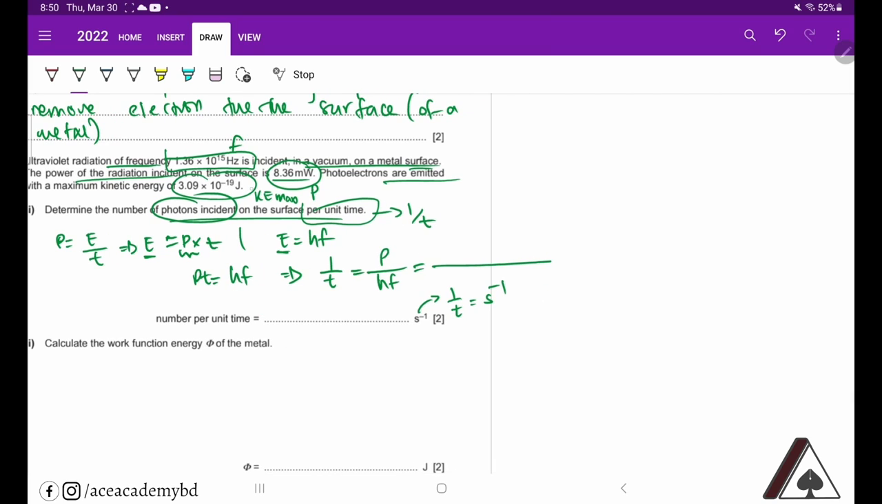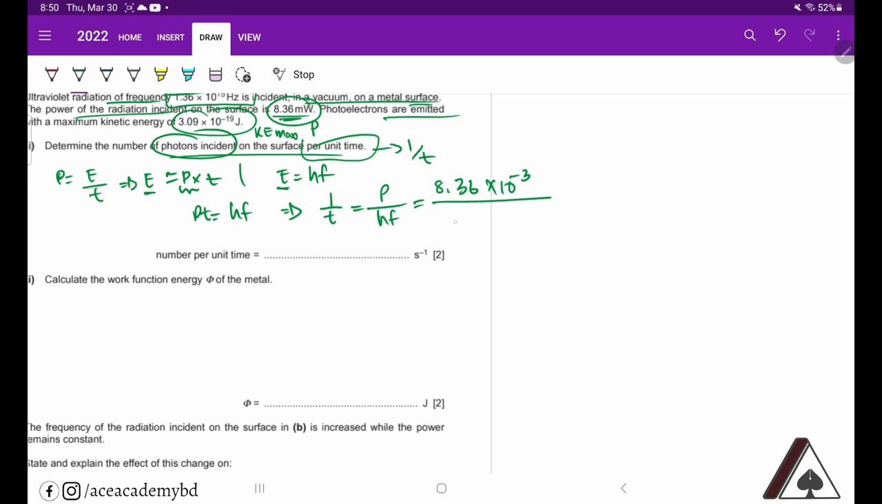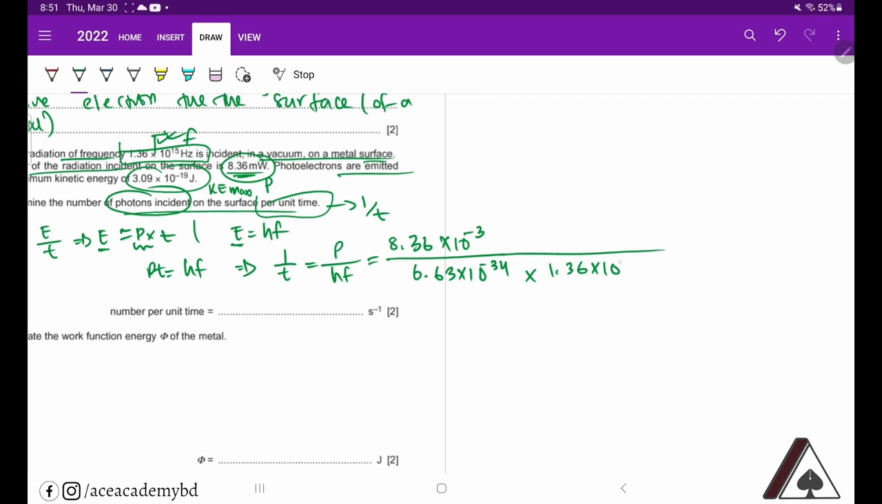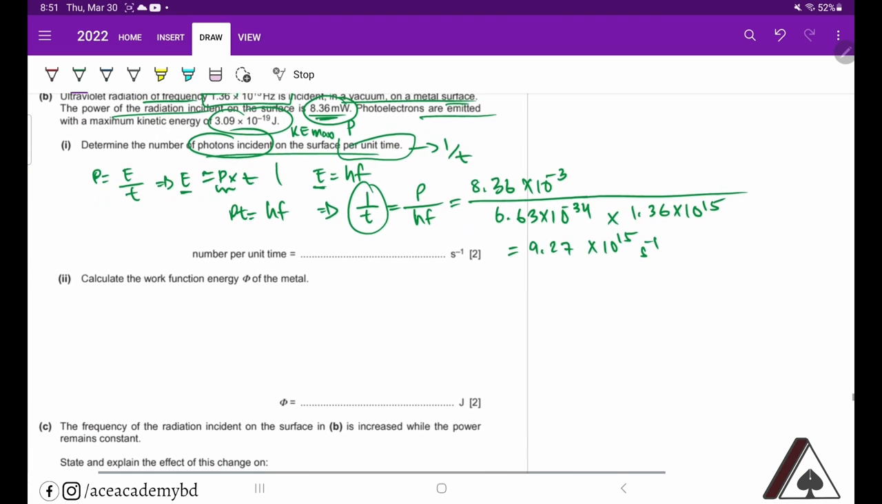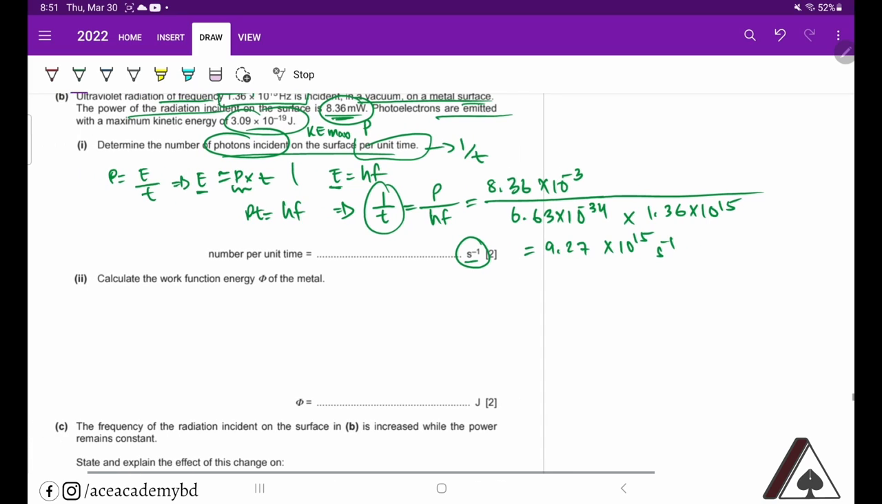Now, if we substitute the values, we are given the value of P as 8.36. This is in milliwatts, so we need to multiply by 10⁻³ in order to bring it to SI units. And h, Planck's constant, has a value of 6.63 × 10⁻¹⁴. You can find it in the data booklet, and the frequency is given as 1.36 × 10⁻¹⁵. If you put this in your calculator, you're going to get our answer of 9.27 × 10⁻¹⁵ per second, since it's 1 by t. Basically this is 1 by t which you need to find out. You can also take a look at these units to know that this is the number of photons which are incident on the surface per unit time. So the answer is 9.27 × 10⁻¹⁵.